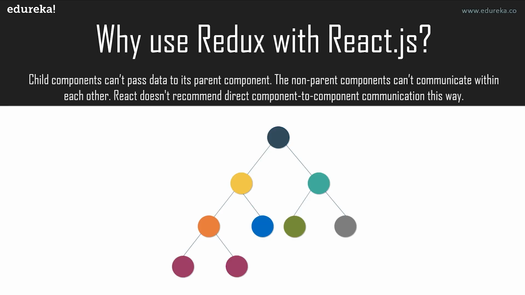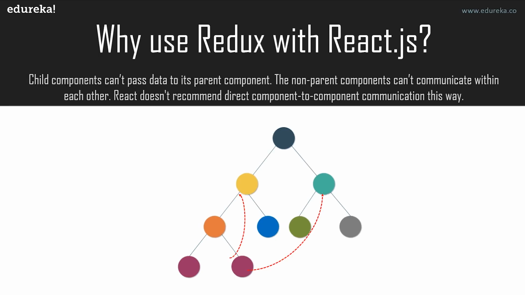So opposite flow from bottom to top, it's not possible. The non-parent components can't communicate with each other. React does not recommend direct component to component communication this way. If you want to connect from this component to this component, or this component from this component, this component to component communication is not allowed in React.js, and it is not even recommended to use this kind of approach.